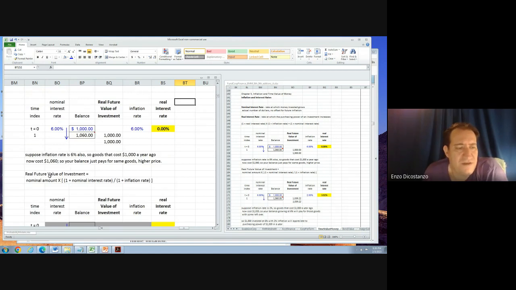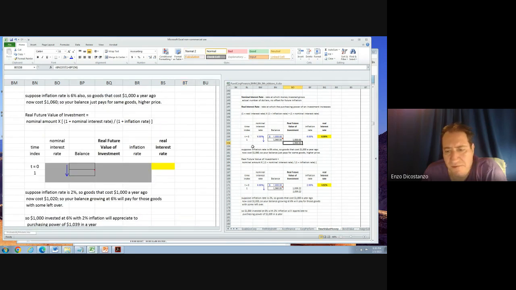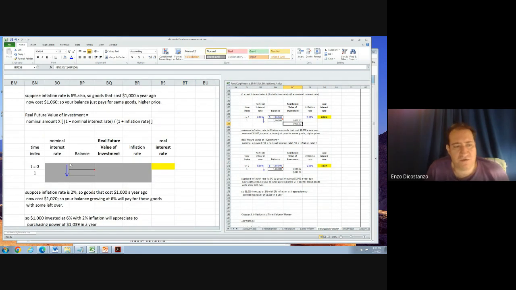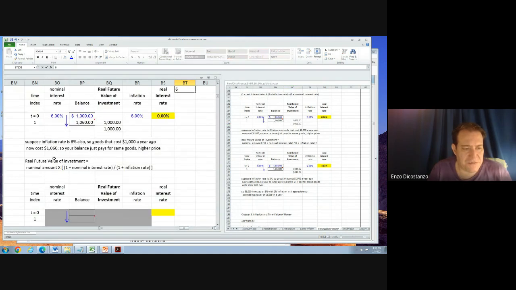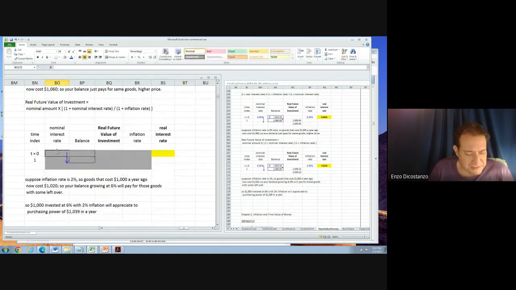Here's the real formula. This is what I just did. This version has a 6% inflation rate. I'm sorry, nominal 6, inflation is 2. So the real is going to be equal to parenthesis 1 plus nominal over 1 plus inflation, minus 1.